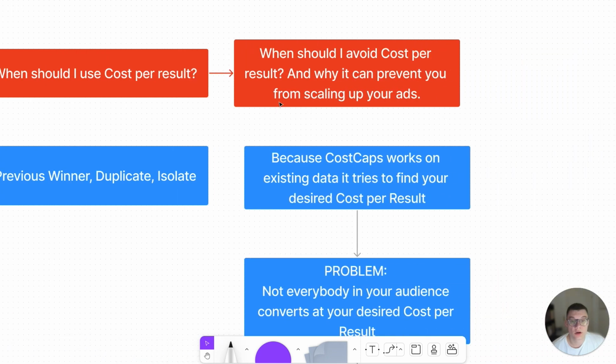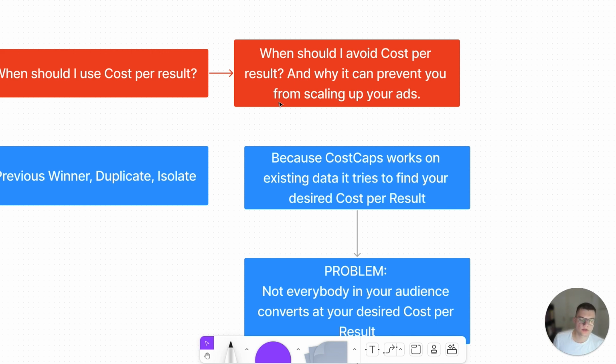First, then I want to go over why you should avoid cost caps and how they can be dangerous. Because cost per results work on existing data, obviously Facebook tries to give you that desired cost per result. The problem now is not everybody in your audience converts at your desired cost per result, right? That makes sense, this is fine. Some days you pay $50 for a purchase, some days you pay $45, and some days you pay $55, right? Not every person converts with an equal amount of money.